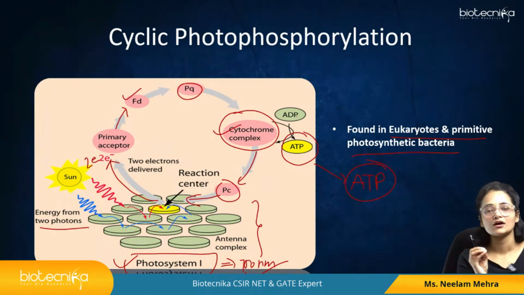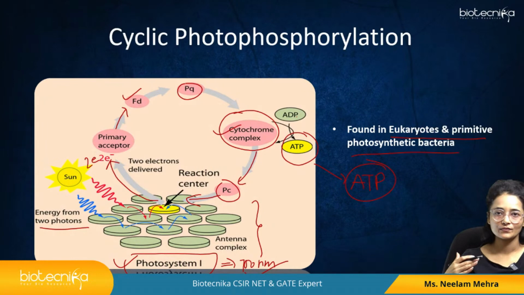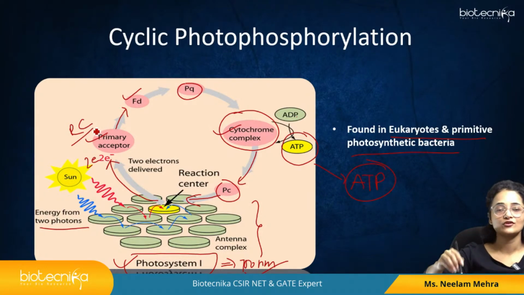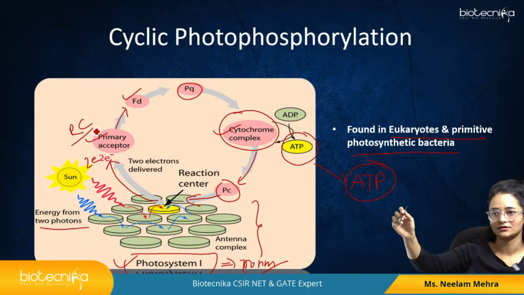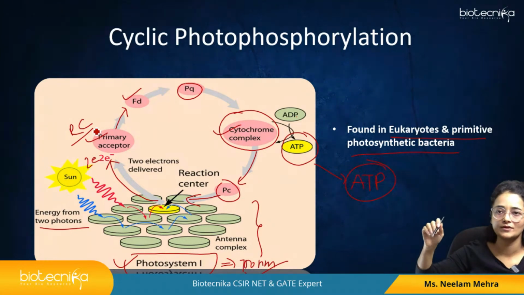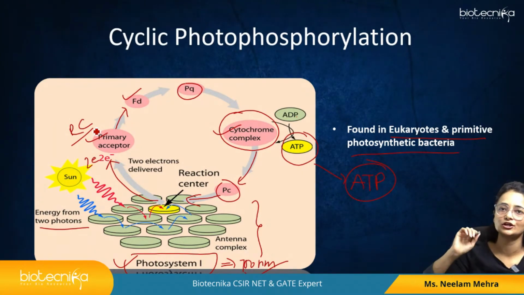So what happens from these antenna complexes? The energy is being transferred in the form of electrons. First is the primary acceptor. The primary acceptor here would be this reaction center it is talking about, right? From this reaction center, the energy would be transferred in the form of electrons to the ferredoxin. Ferredoxin is an electron acceptor. Then it donates the electrons to plastoquinone. 2 electrons are being transferred here. From plastoquinone, it transfers to the cytochrome complex. And this cytochrome complex is the place where the ADP is converted into ATP, right?